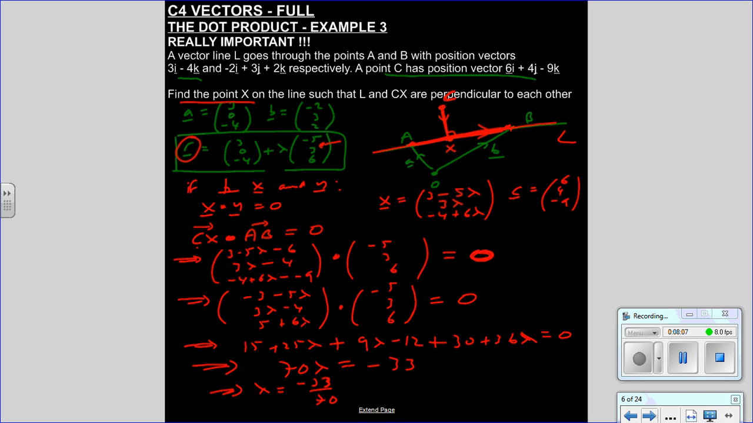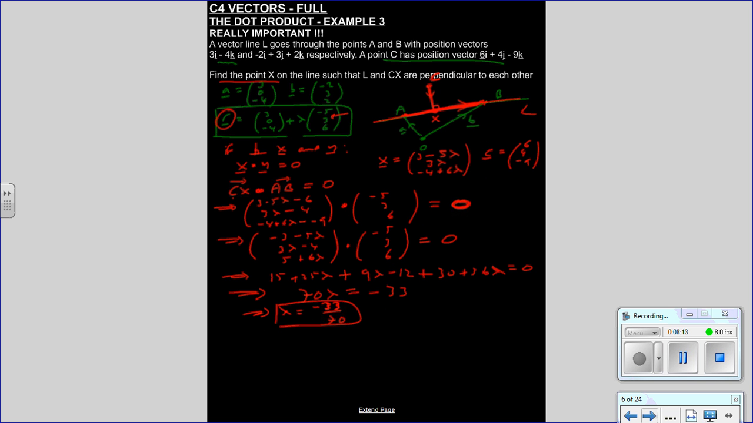So you're not going to get nice values for lambda. They're always going to be horrible. Okay? Well, not always, but quite a lot of the time. It wants us to find the point x, remember, so we're not finished. We know what x is. X is here. So now we just need to sub in that value of lambda.